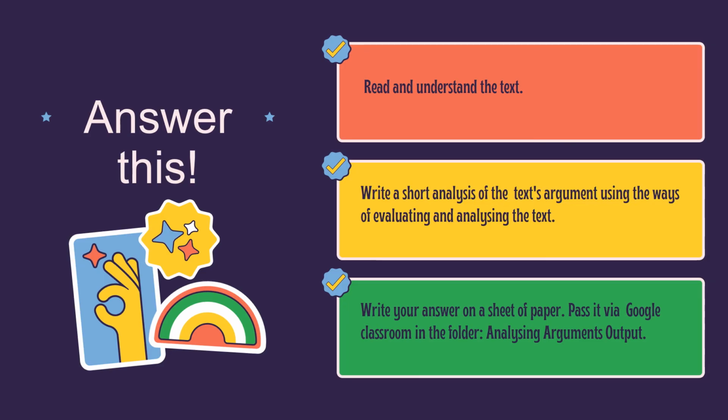So that's our lesson for today. Before we end, you need to answer this. All you have to do is to first read and understand the text. Next, write a short analysis of the text argument using the ways of evaluating and analyzing the text. And last, write your answer on a sheet of paper. Pass it through Google Classroom in the folder Analyzing Arguments Output.